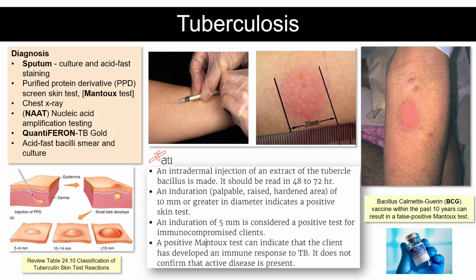So pictured here, you see an intradermal injection that will provoke an immune response if the patient has been exposed to TB. You inject this and you read it in about 48 to 72 hours, and that's to give the body's immune system time to react if it's going to react. And what we're looking for in a positive result is induration. So induration is a palpable raised hardened area. So if you slide your finger across it, you'll be able to feel it.